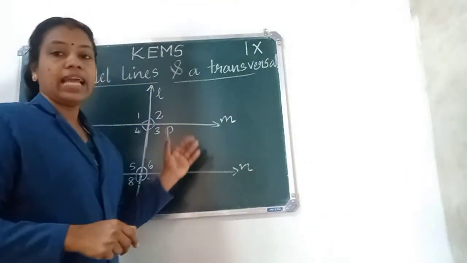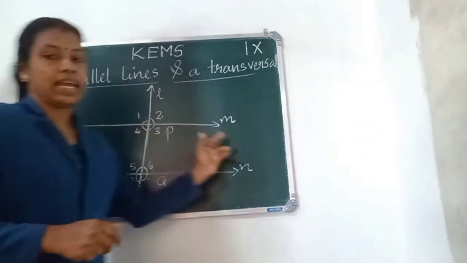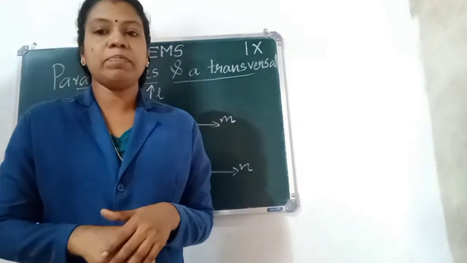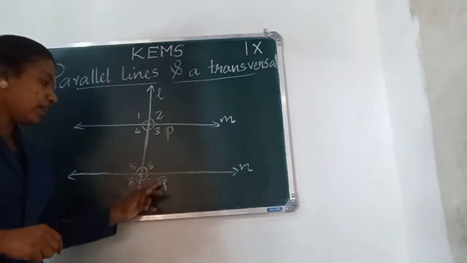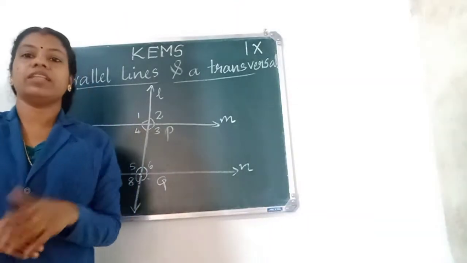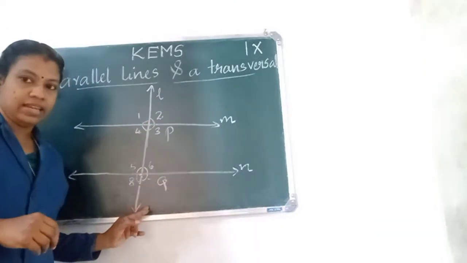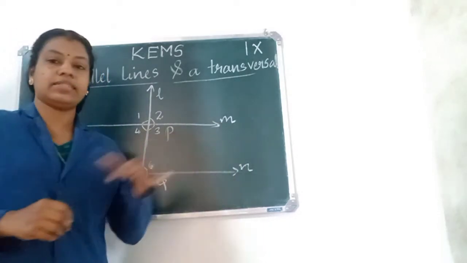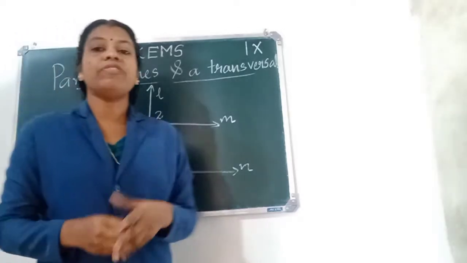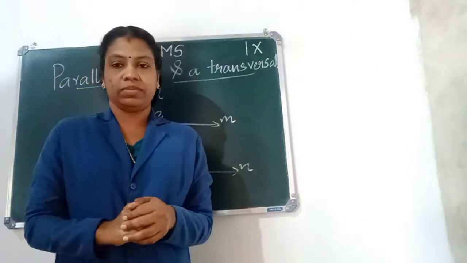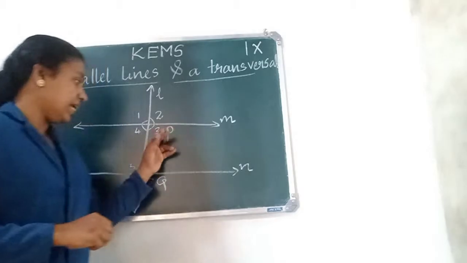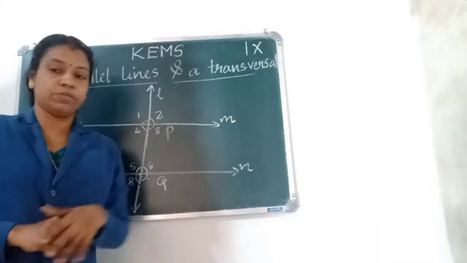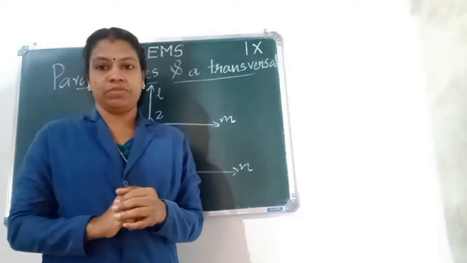Here, line L intersects lines M and N at the points P and Q respectively. Therefore, line L is a transversal for lines M and N, and four angles are formed at each of the points P and Q.